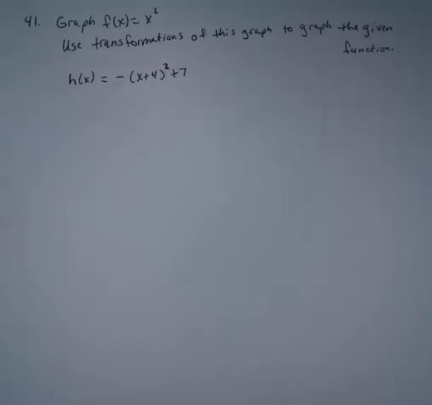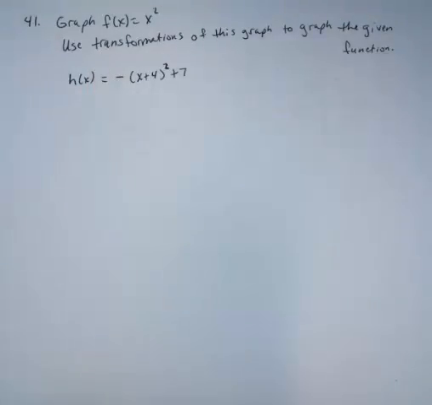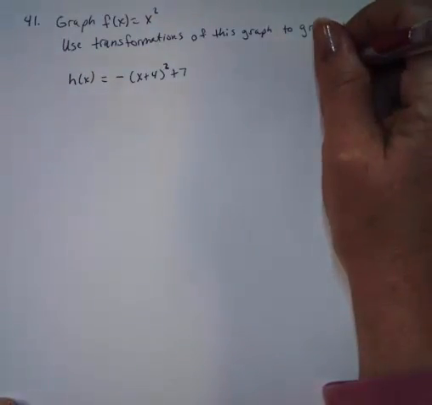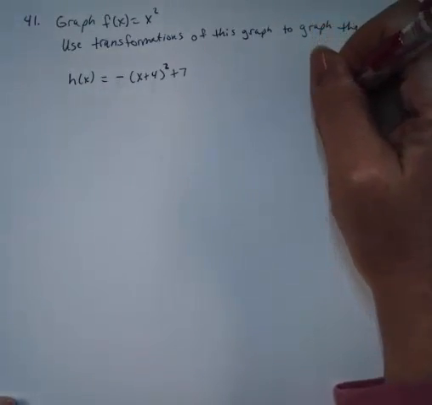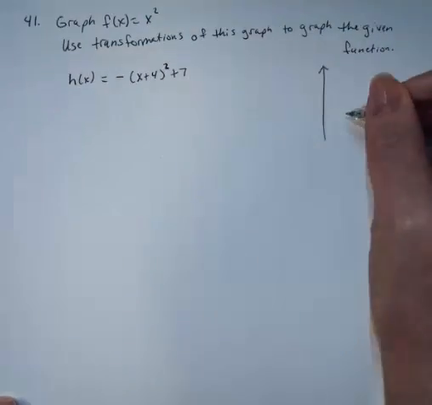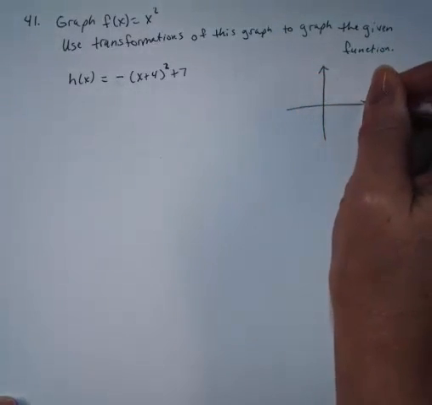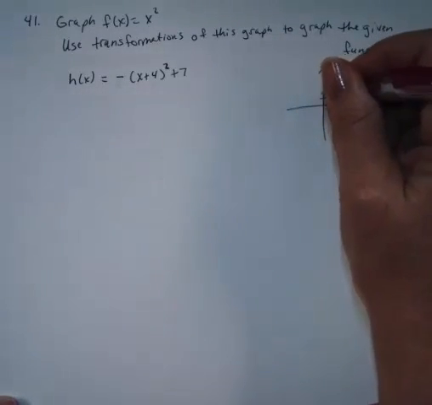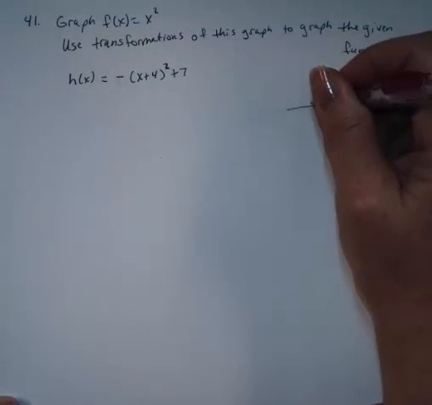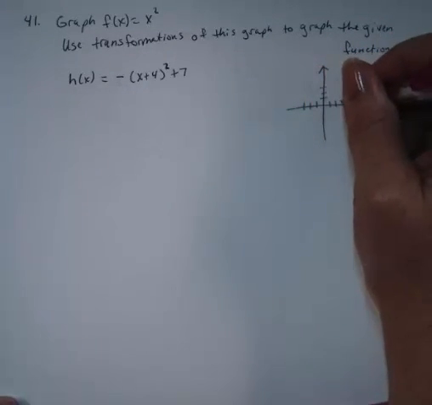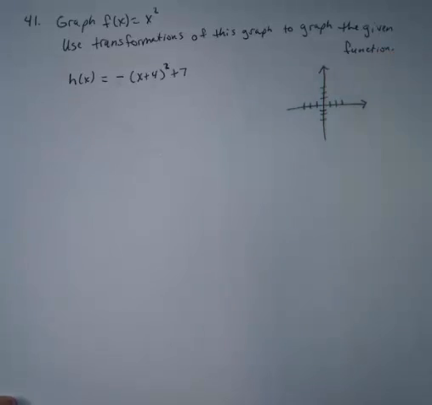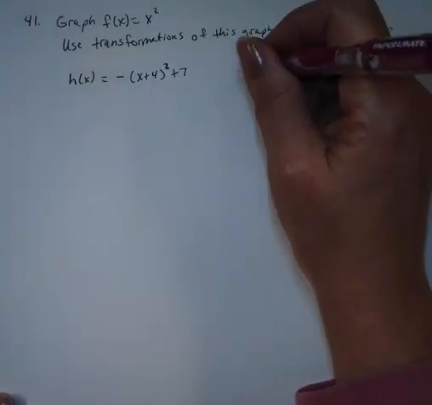So for this problem, we are using transformations of a graph. We are first going to graph f of x equal to x squared, and then we are going to use transformations to transform that graph. So the first thing we're going to do is draw our f of x equal to x squared. We don't need to put a lot of marks on there for now, we just need to get started.